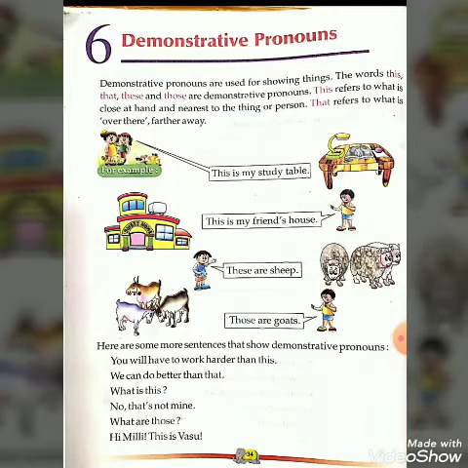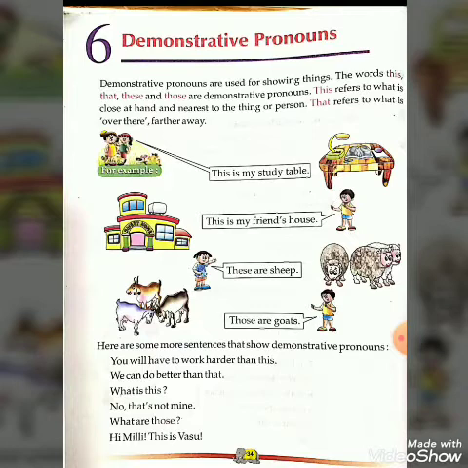Pictures are also shown there. For example, this is my table. Here the word this refers to what is close at hand, what is nearest to the things. This is my study table.